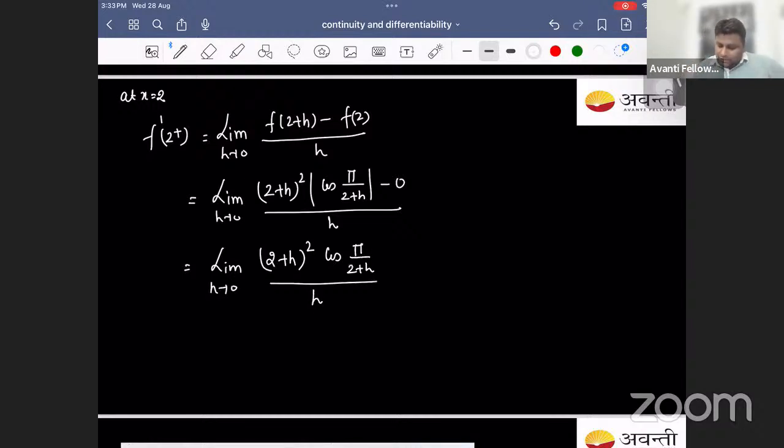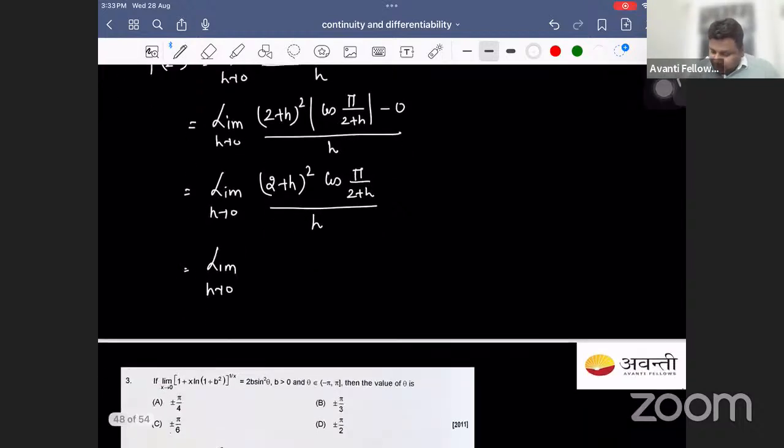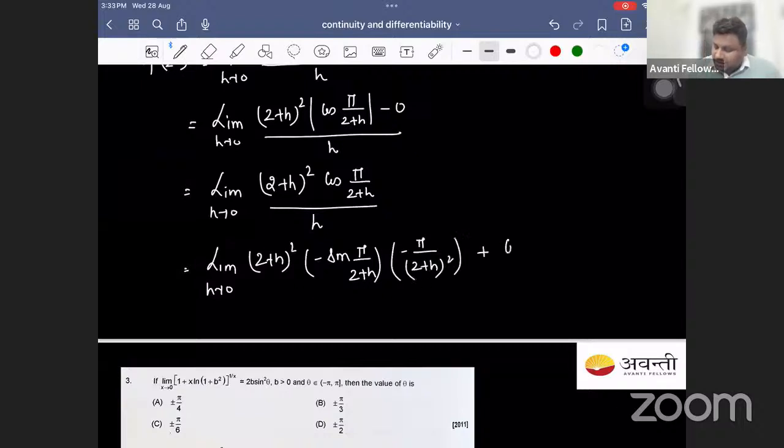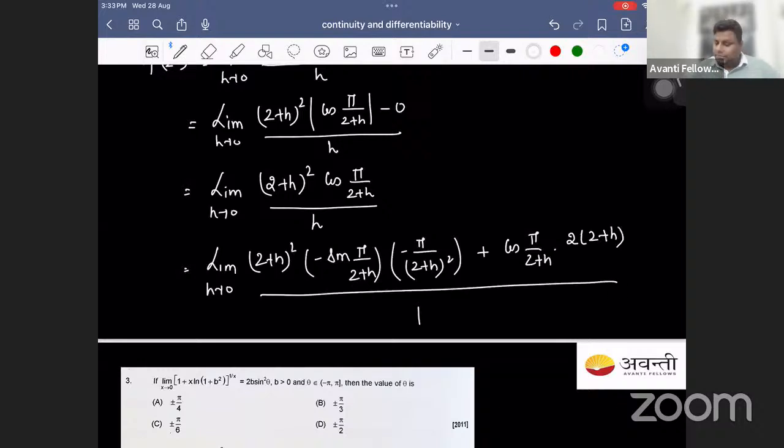Now it is a 0 by 0 form because of cos pi by 2 is 0, and in the denominator it is h, which is 0. So limit h approaches 0, I will use L'Hospital's rule. First, derivative of the second: minus sine of (pi upon 2 plus h) into the derivative of this, which is minus (pi upon 2 plus h) whole square, plus the second, derivative of the first is 2 times (2 plus h), and in the denominator the derivative is 1. Now if you realize, this 2 plus h cancels.